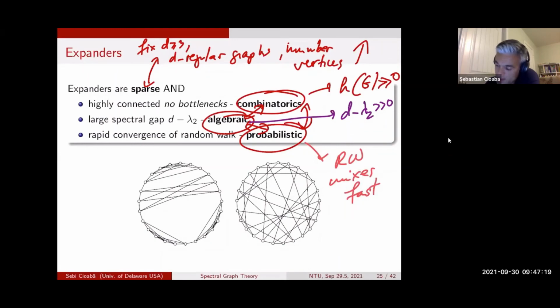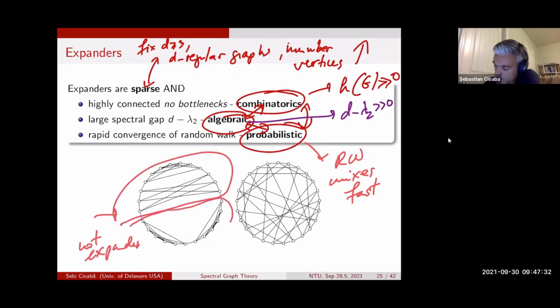Now, on this picture here, this graph looks like it's not an expander because you have bottlenecks. Like you can break it into 2 parts by removing just 2 edges, and you cut it into 2 big parts. Now, this graph on the right, it's hard to say from the picture. So the easiest way to do it is to look at the eigenvalues.